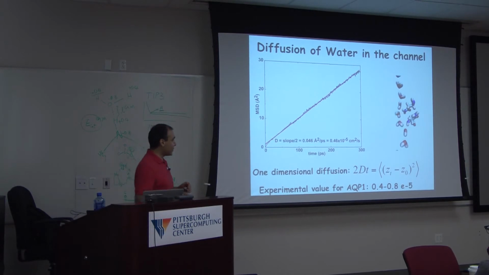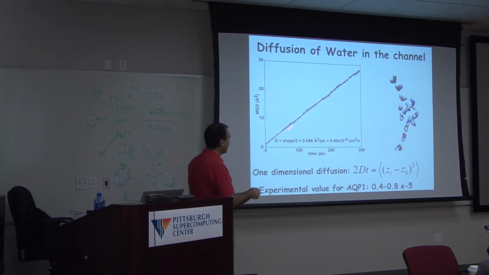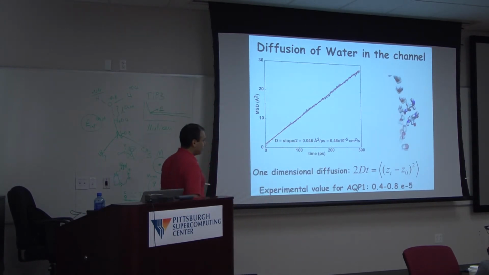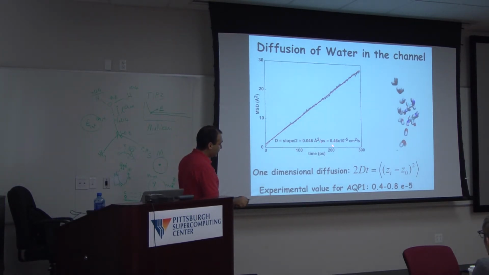So we calculated the one-dimensional diffusion constant. You can look at MSD, mean square displacement against time, and get the slope. That gives you the diffusion, which is pretty good, actually. Experimentally, we have a number like that. Remember, TIP3P is not a good water for diffusion. In fact, diffusion constant for TIP3P is twice a real water. But still, our numbers sort of end up being within the experimental estimates of water diffusion.